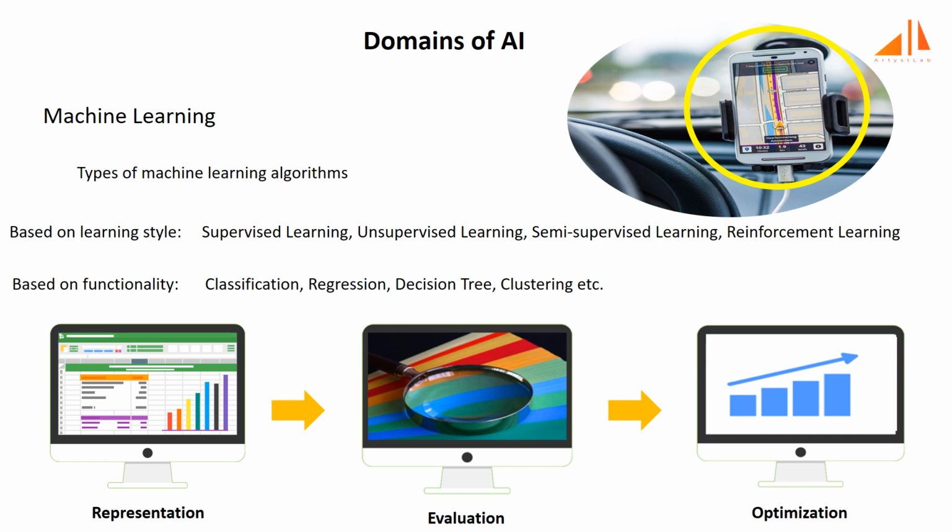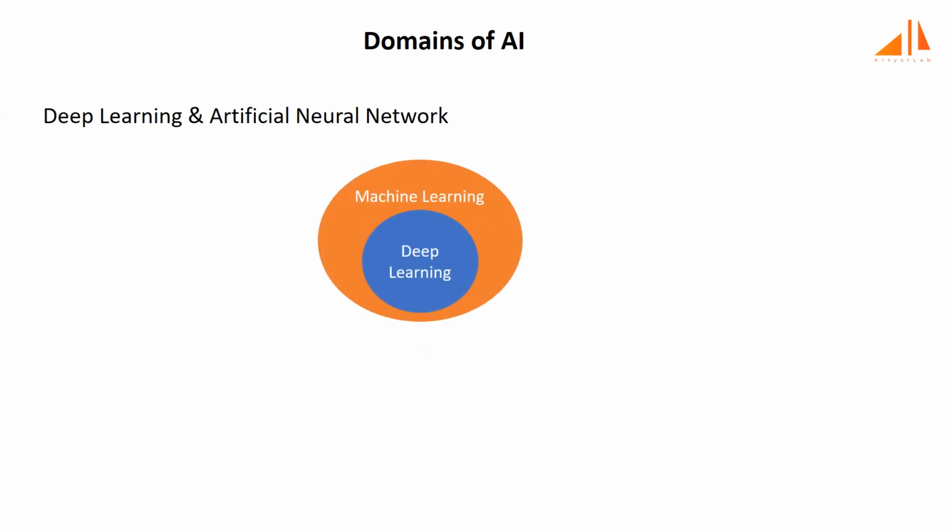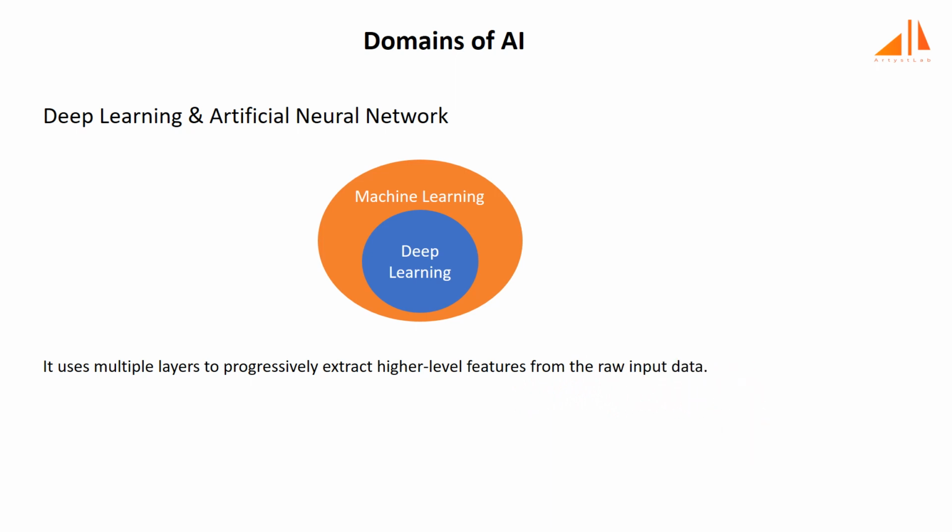Now, let's discuss the second approach to build artificially intelligent systems: deep learning and artificial neural networks. Deep learning is a subset of machine learning. It is the class of machine learning algorithms that uses multiple layers to progressively extract high-level features from the raw input data. While machine learning uses simpler concepts, deep learning works with artificial neural networks which are designed to imitate how humans think and learn.